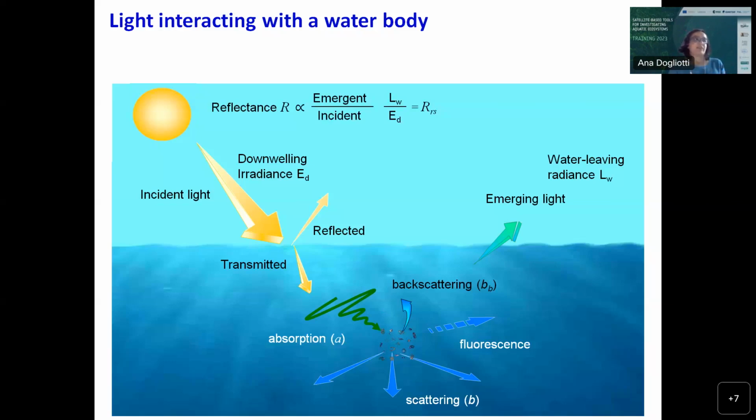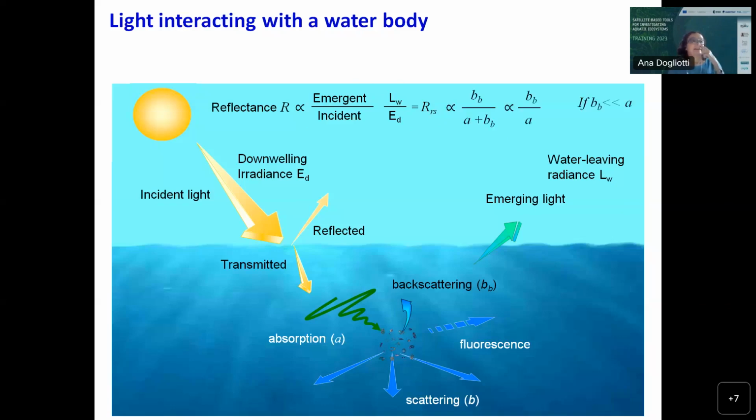And actually, reflectance is the relation exactly between what arrived to the surface, and finally what was leaving. So it's the amount of energy that is actually reflected. Put in the nomenclature I mentioned, it is the water leaving radiance over the downwelling irradiance. And that's what we usually call remote sensing reflectance, which is one of the products we can obtain from remote sensing.